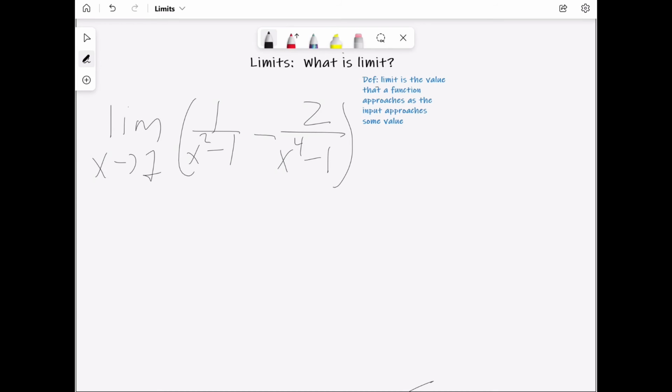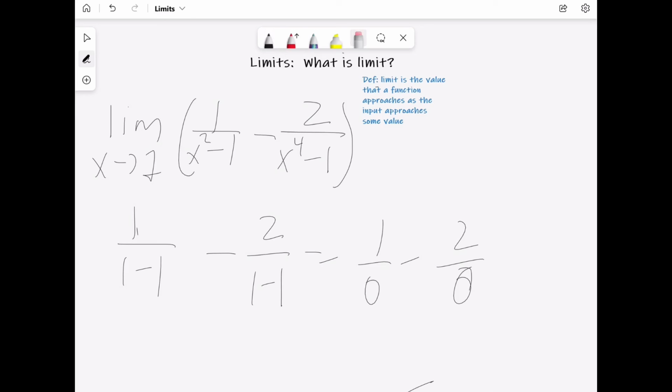Let's just try to substitute in. That's 1 over 1 minus 1 minus 2 over 1 minus 1, which is 1 over 0 minus 2 over 0. Well, those are both undefined numbers. We can't do anything here. Well, actually, no, we can. We forgot to factor, right? Let's factor it. Factoring is coming in handy.